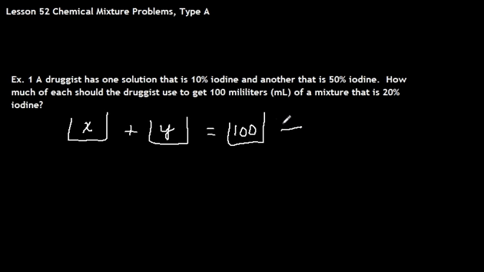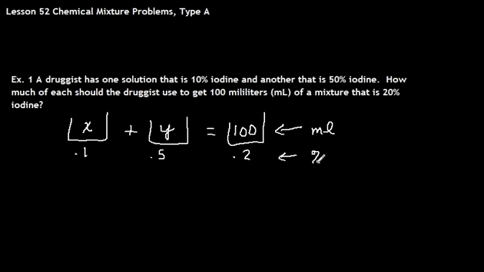Now in the buckets, I always put the quantity of our solution, the milliliters or whatever. I put the percentages underneath the buckets. So this is a 10% solution, so I put 0.1. I'm adding it to a 50% solution, and I want a 20% solution. So I always put my percentages underneath the buckets.